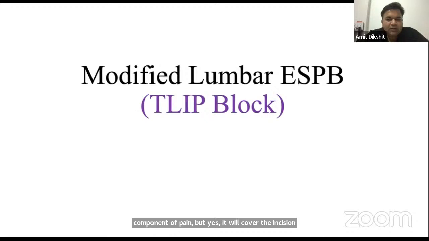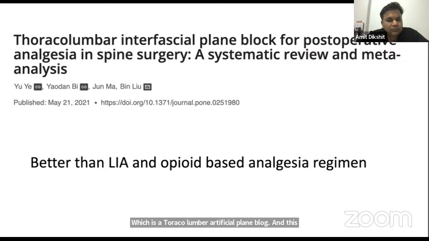Another important block is the TLIP block. So we have seen the erector spinae plane block, and this is TLIP, which is a thoracolumbar interfascial plane block. And this is a commonly used block for spine surgeries. So it is a modified ESP block, and there are good systematic reviews and meta-analyses to support it. And we too have done this, and it was beneficial. So after putting the patient in prone position, you can use a probe and deposit the drug. And how we do it, I'll just explain.